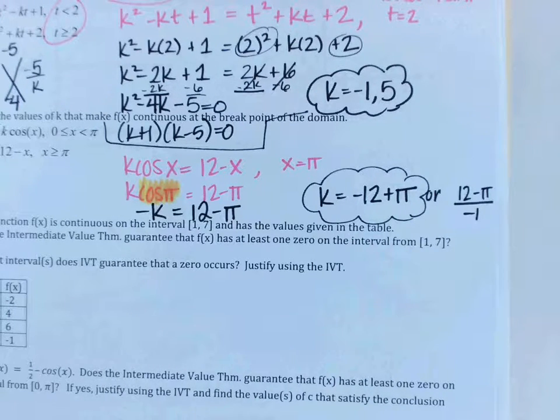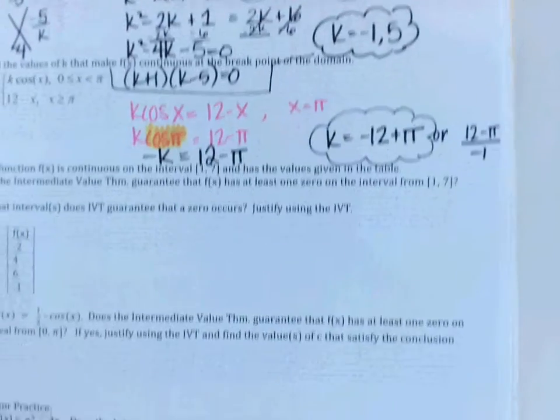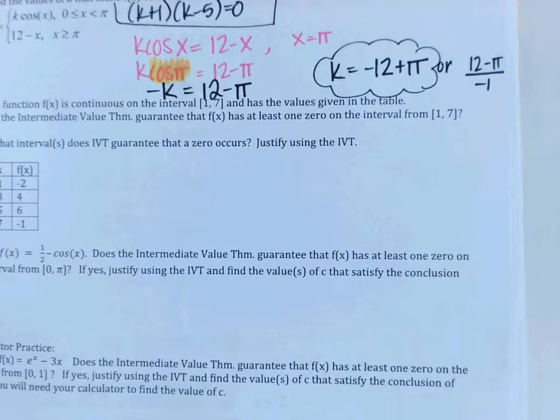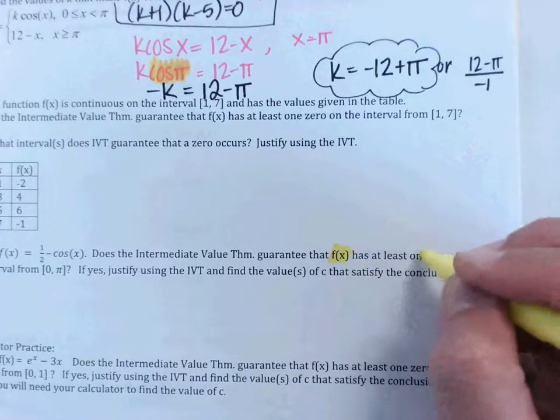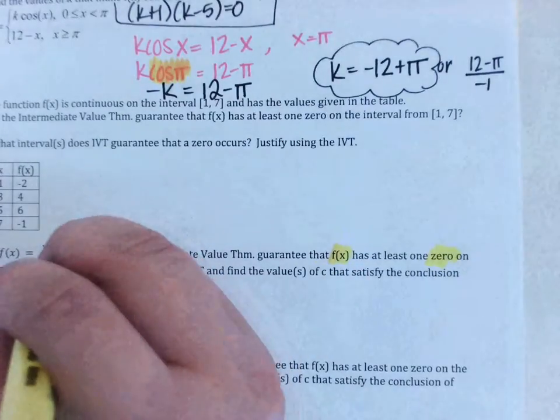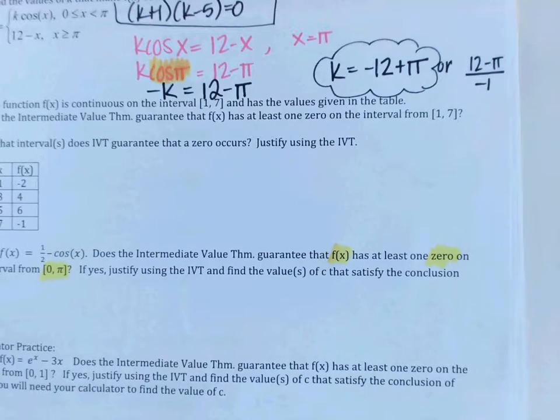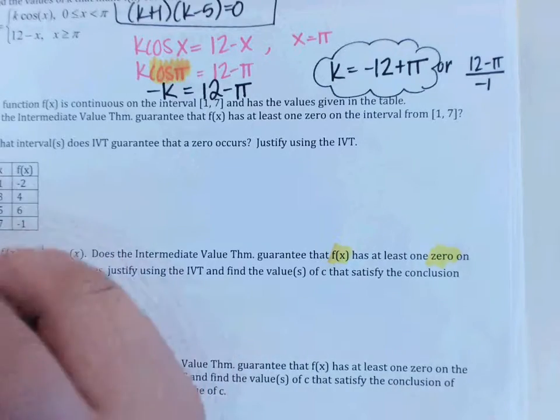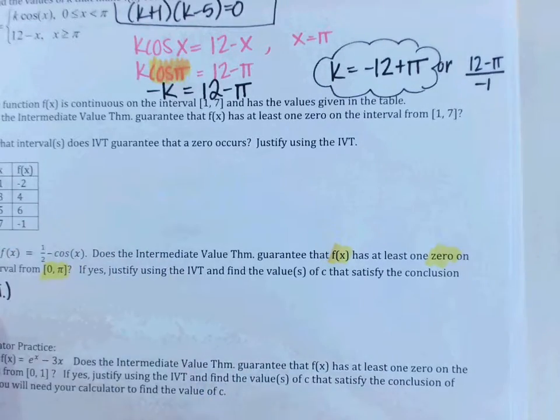Okay, last one I did with the other class was 34. Do you want to do it? Okay, so you have f of x. It says, does IVT guarantee that f of x has at least one 0 on the interval from 0 to pi? What is the first thing I check for IVT? What kind of function does it have to be? Continuous.